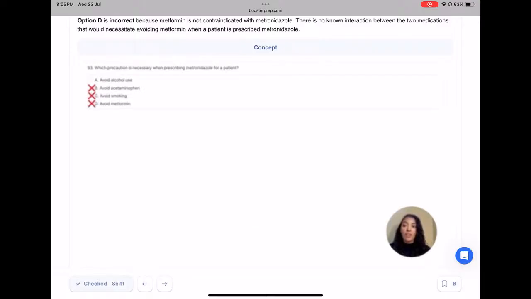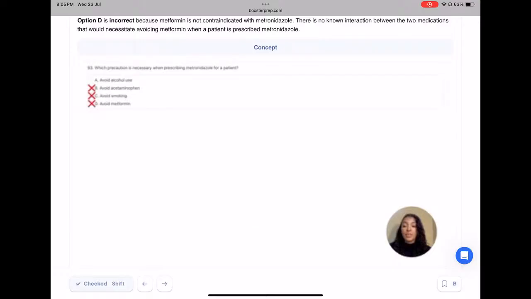Leaving us with option A, avoid alcohol use. Drinking alcohol while taking metronidazole can cause something called a disulfiram-like reaction, or alcohol intolerance. This happens when a disulfiram-like drug causes an adverse reaction to alcohol that can lead to nausea, vomiting, flushing, dizziness, throbbing headache, chest and abdominal discomfort, and general hangover-like symptoms. Some cases even lead to death.